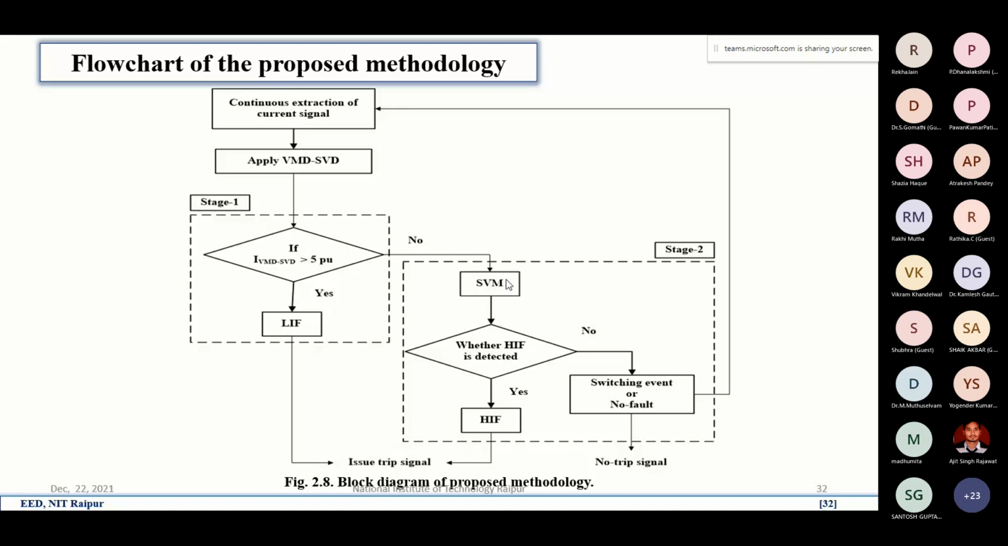Here we have used SVM. The same input features have been utilized here to detect whether HIF is present or not. So SVM is trained to detect the HIF fault and also to discriminate it from the switching event. If HIF is detected, a trip signal is issued. If HIF is not detected, then it is also checked whether it is a switching event or a non-faulty event. If it is a non-faulty event, we go back to the original point and no trip signal is issued. So in this way, the proposed methodology works.